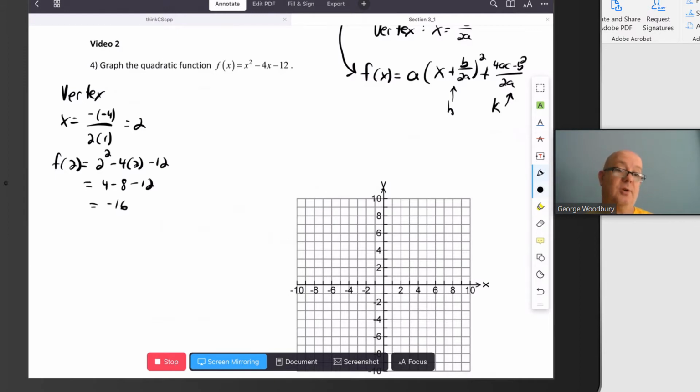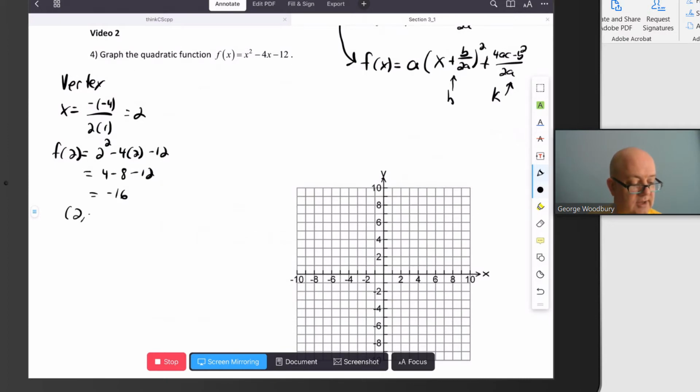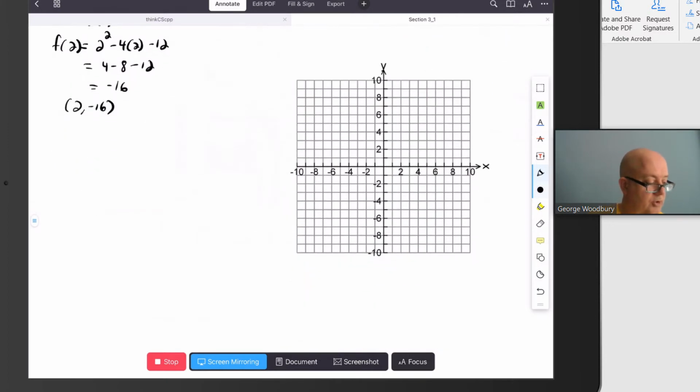Now I'm going to be in a little bit of trouble here because my graph only goes to negative 10, but I'll show you how we'll work that out. So there's the vertex, 2, negative 16. And so what I'm going to do is just extend 11, 12, 13, 14, 15, 16. There's our vertex at 2, negative 16.